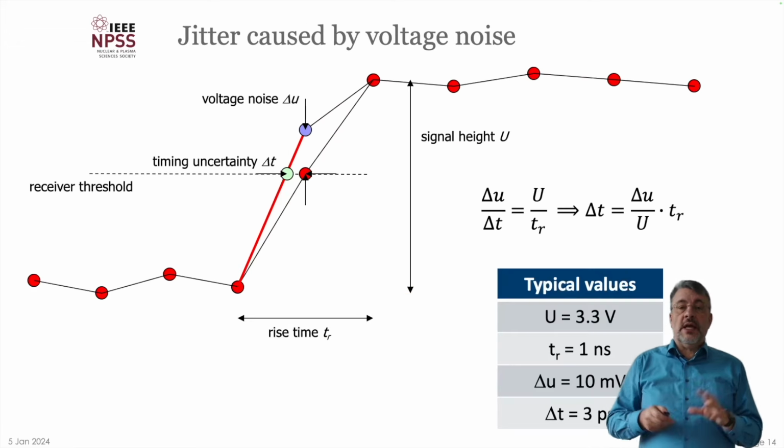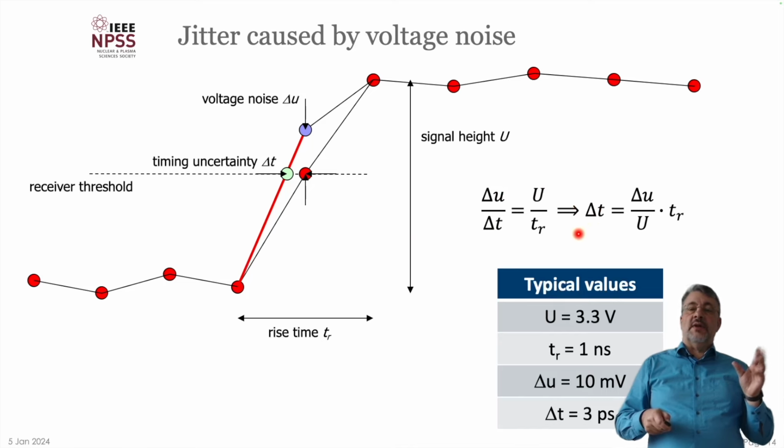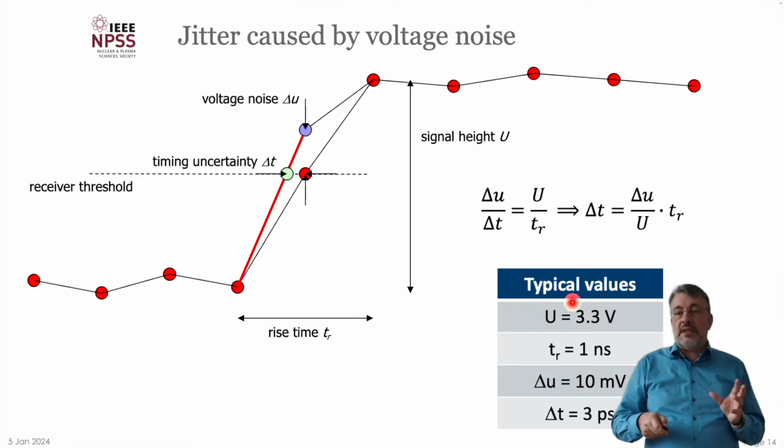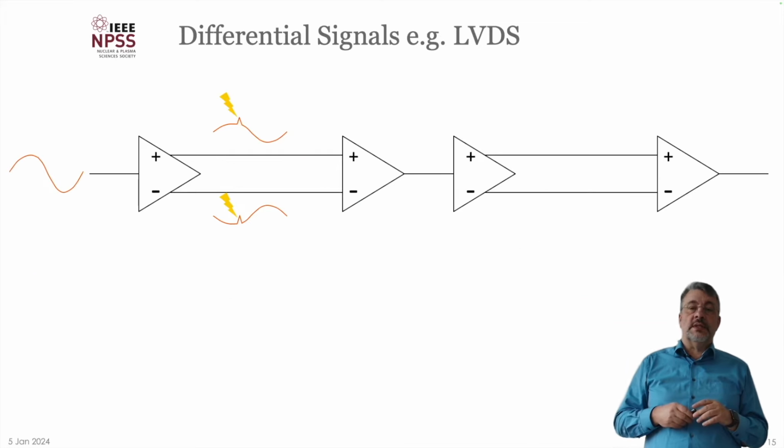Now, how big is it? You can do a rough estimation. We have here a noisy signal, and here our threshold. The voltage noise, delta U, is here, the timing uncertainty, delta T, is here, and from this triangle you can do a simple calculation. You solve the equation for delta T. For typical values like 2.3 volts in a system and a rise time of 1 nanosecond, a voltage noise of 10 millivolts already gives a timing jitter of 3 picoseconds. So it's really important to get your voltage noise as low as possible in order to achieve picosecond accuracy.